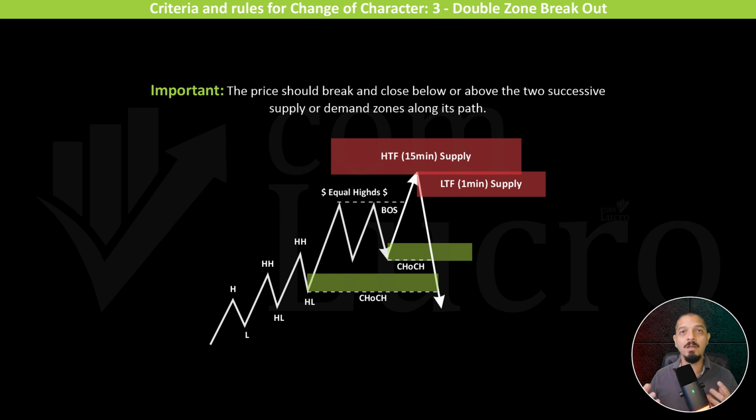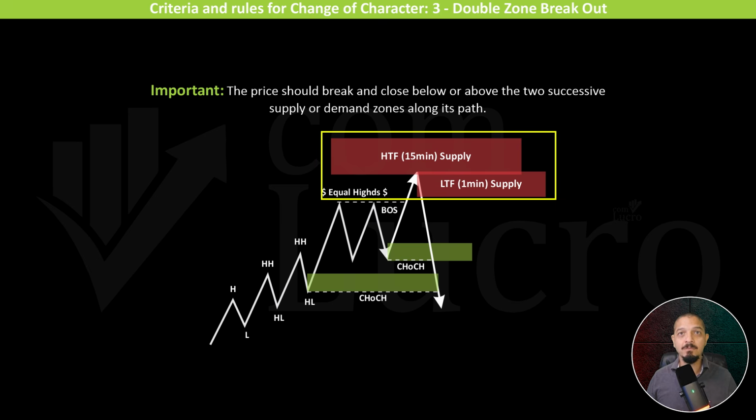Let's consider a scenario where the price only created this supply zone. The price broke through and closed below the two demand zones, leaving a significant inefficiency behind. This provides a strong confirmation after the emergence of the double zone breakout. Subsequently, a newly generated strong supply zone forms at the extreme.